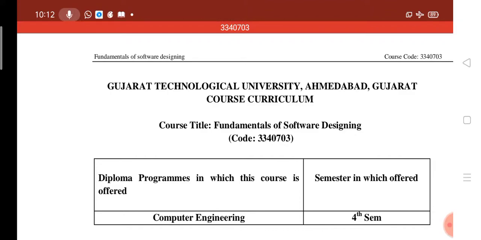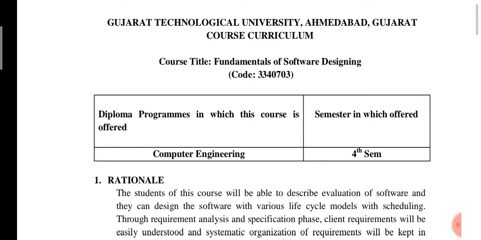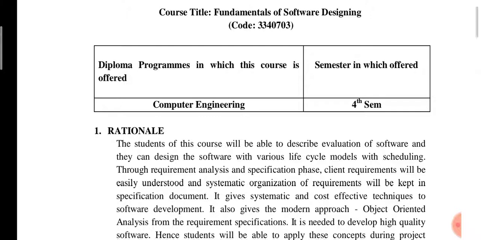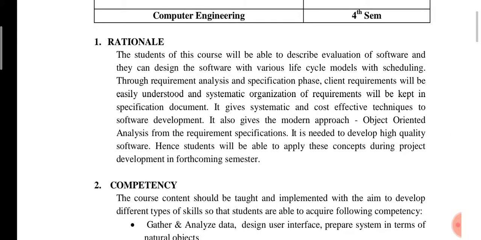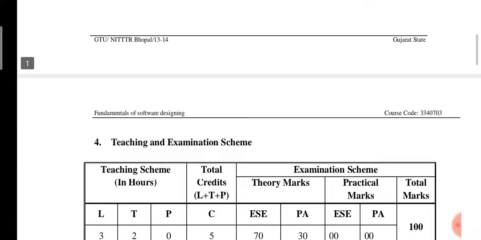So, dear all students, let's start the syllabus overview of Fundamentals of Software Designing, which depends on GTU. The diploma program in which this course is offered is Computer Engineering, in the fourth semester. Here the course title is Fundamentals of Software Designing, and the code for FOSD is 3340703. Here the first is the rationale of FOSD, the second is the competency, and the third is the course outcomes, and then next the teaching and examination scheme as per GTU.